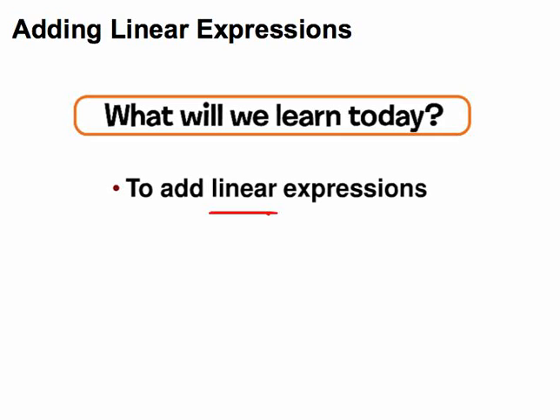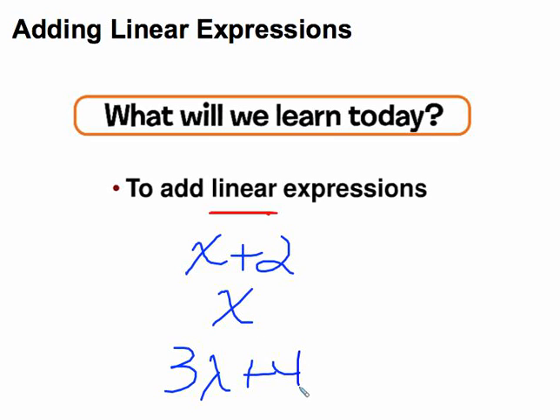So linear expressions are expressions that have the variable x in them taken to no powers. So that's a summary of what a linear expression might look like. It might look like x plus 2, 3x plus 4, negative 2x plus 8. Any of these things are considered linear expressions. So today we're going to be adding them, or in other words, we're going to be combining like terms once again.